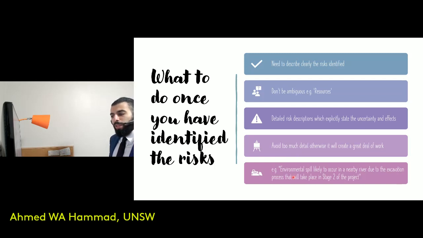And then as an example for that last point, I give you this instance where there's a construction organization involved in excavation works. You know that there is a very high likelihood of an environmental spill taking place and there is a river nearby. So the way that you would describe the risk in a non-ambiguous way is you'd say: environmental spill that's likely to occur in a nearby river due to the excavation process that will take place in stage 2 of the project. So it's not too detailed where you create extra work that's not needed, but at the same time, it's not too ambiguous.